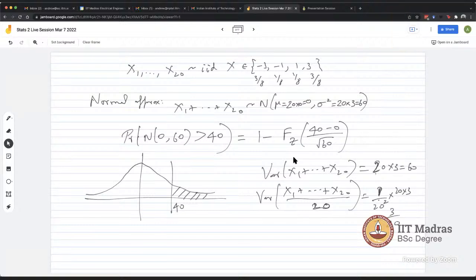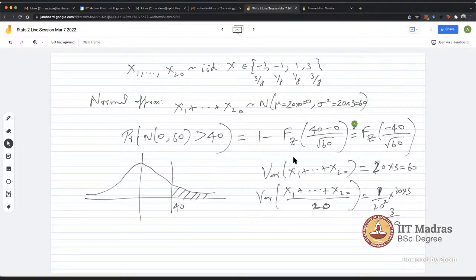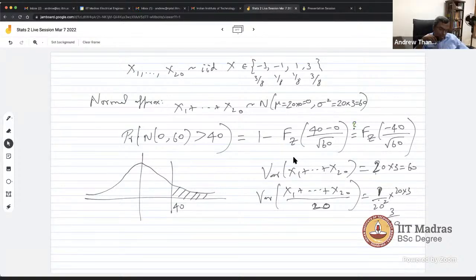Okay, sir, if you like root n, you can do that also. You should get the same answer. You can't get a different answer. Okay, so there's one question I always ask at this point. Is this the same as minus 40 by root 60? Is this correct? Yes. So you can also write like this. Both are definitely valid answers.